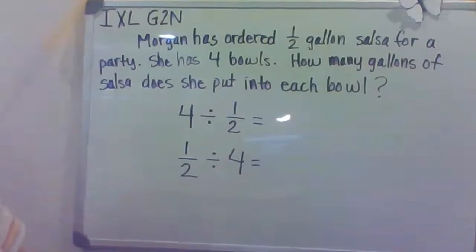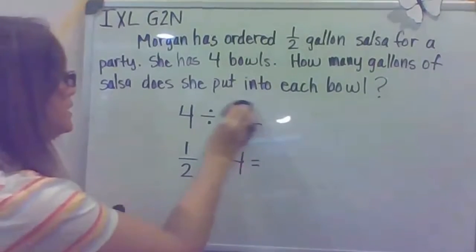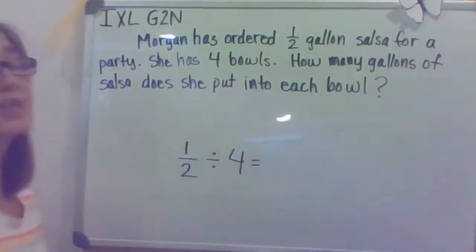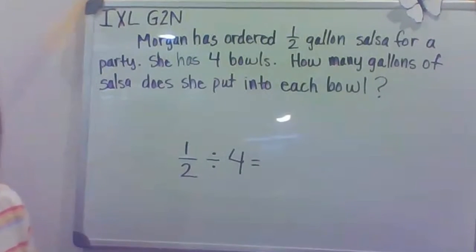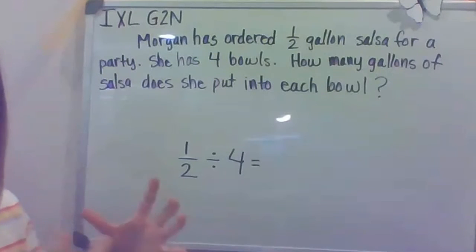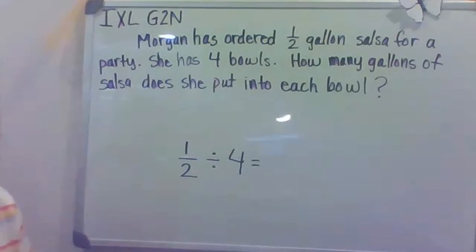So that's why hopefully you can see that the first step is thinking through to yourself and saying, what is the dividend? What's the chunk being shared? It could be a big chunk that's a whole number. It could be a small chunk that is a fractional amount, and that's where we're at for this problem. She has a half a gallon of salsa being shared by 4 bowls. Okay, so again, a half gallon of salsa is being shared by 4 bowls.